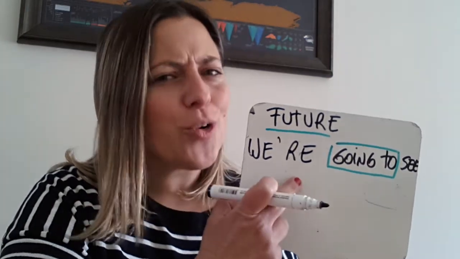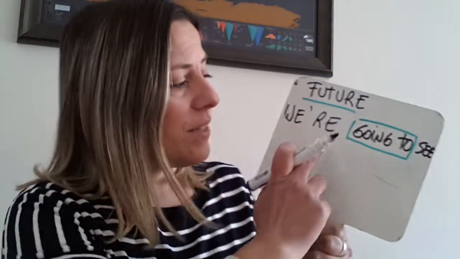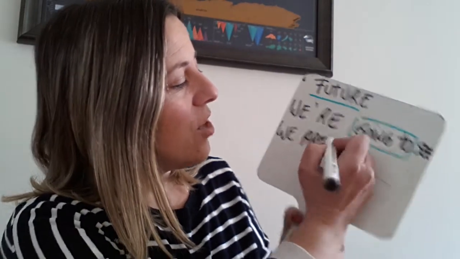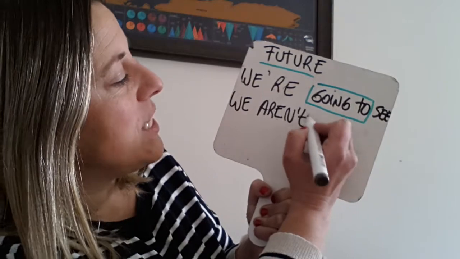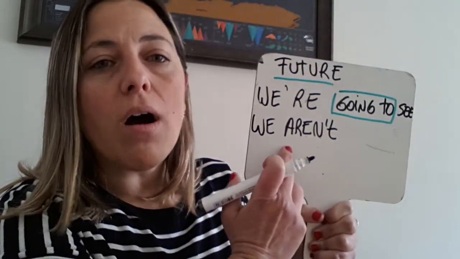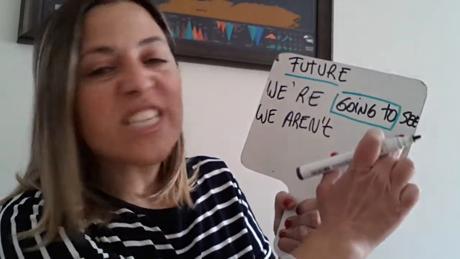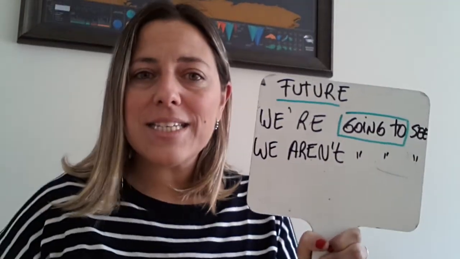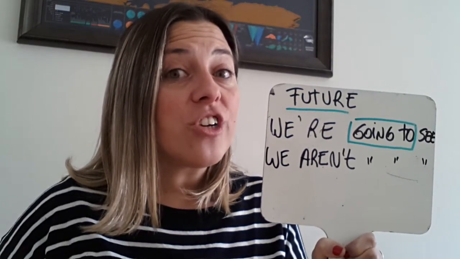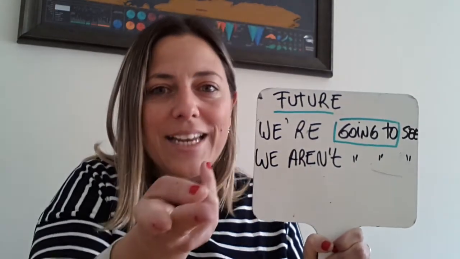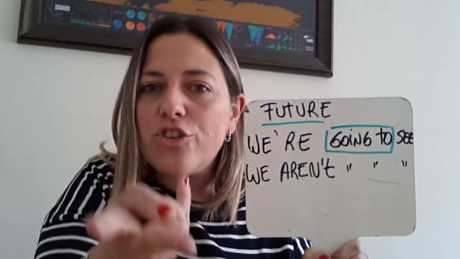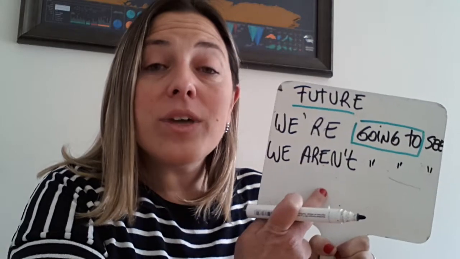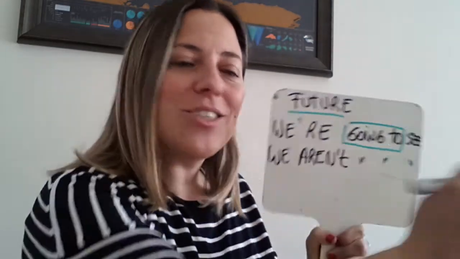Negative, I'm sure you remember the negative of are is aren't. We add an apostrophe T. We are not or we aren't going to see. Then the structure is the same. Going to and the verb. Yes? And what happens with a question? With questions in English, if possible, we make inversion. Yes? We change the order. Instead of we are, we say, are we going to?